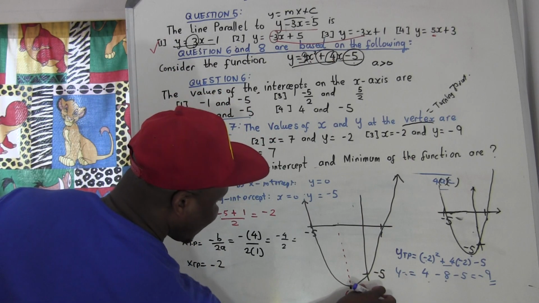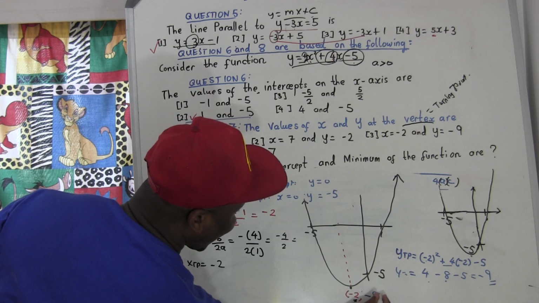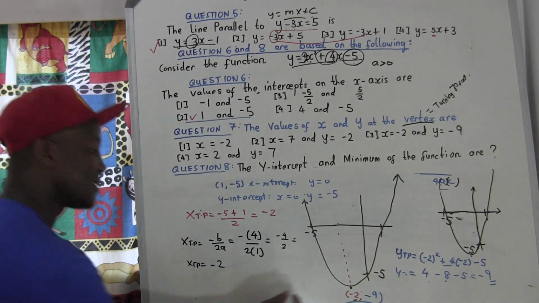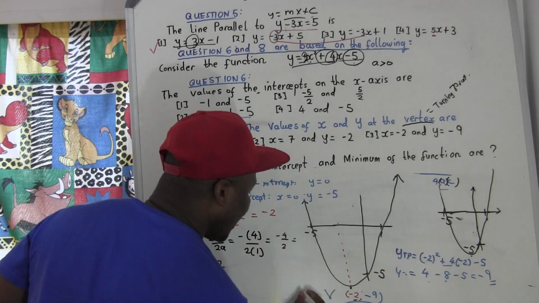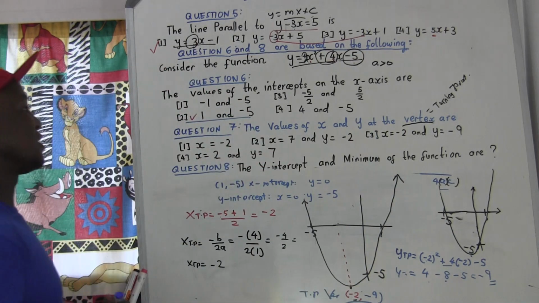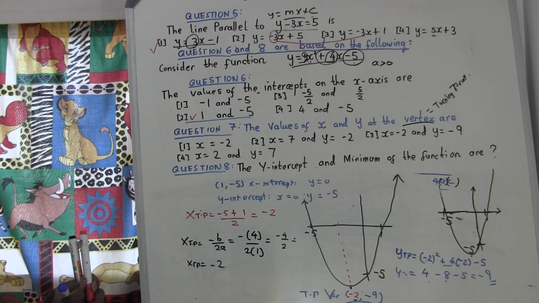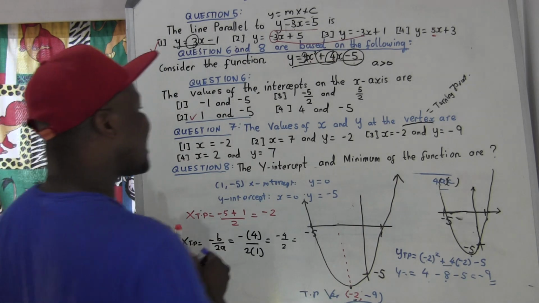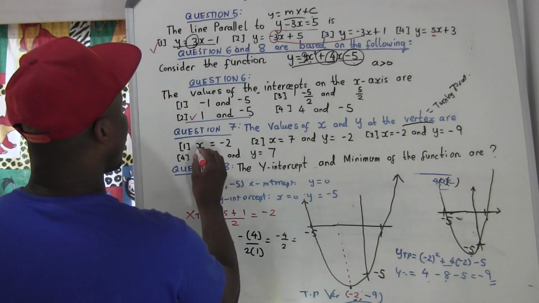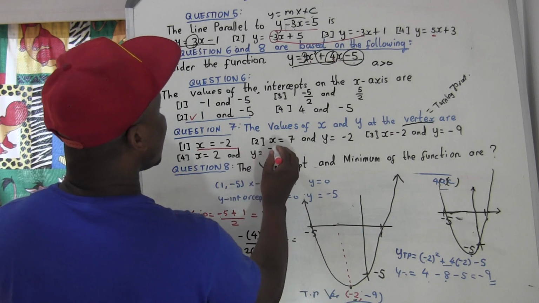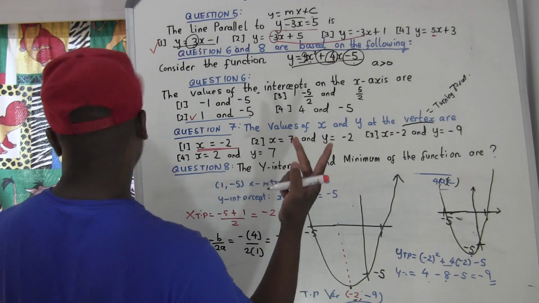So our y at turning point equals negative 9. So x is negative 2 and y equals negative 9. These are our vertex, or you can call it turning point. It's just an abbreviation. Okay, cool. So now we go to the options here. x equal to negative 2. This one, no. They only give one. It's not supposed to be one. There must be two values.